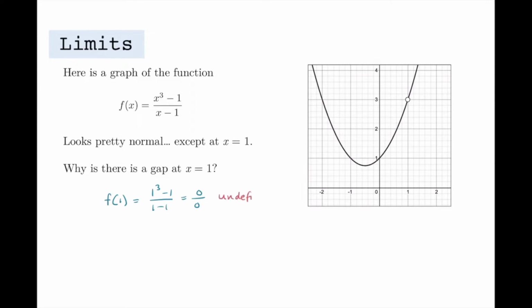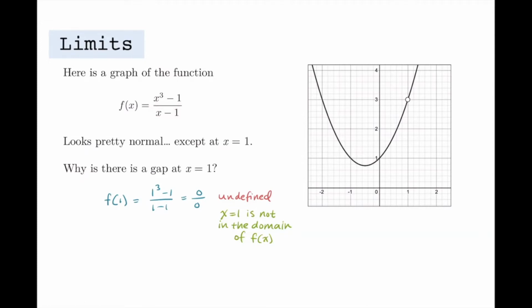If we take a look at the function and remember all the things that we've been learning about with domain, we can see that x equals 1 is actually not in the domain of this function. Every other number is okay, because if we look at the denominator here, x equals 1 is the only thing that's going to cause us a problem, which is why we only see a gap at x equals 1.